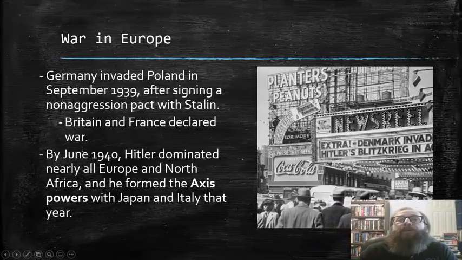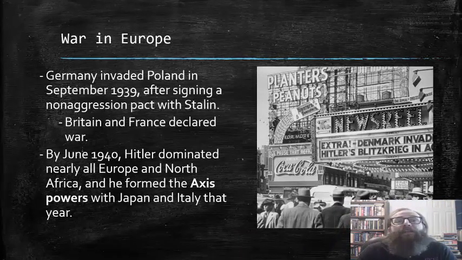Things heated up very quickly in Europe beginning in 1939. In that year, Germany and Stalin's Soviet Union signed a non-aggression pact where each power promised not to go to war with the other. After this non-aggression pact was solidified, Germany invaded Poland in September of 1939. After this Polish invasion, both Britain and France declared war on Germany, initiating World War II in Europe.